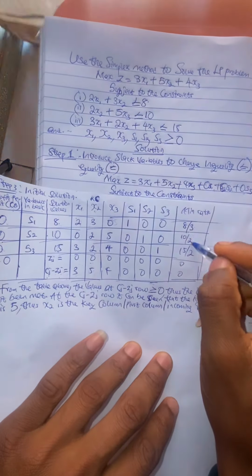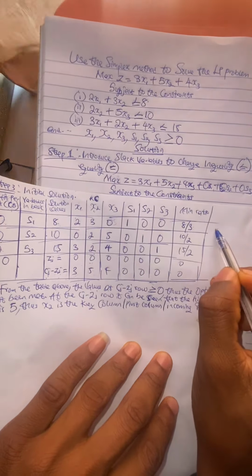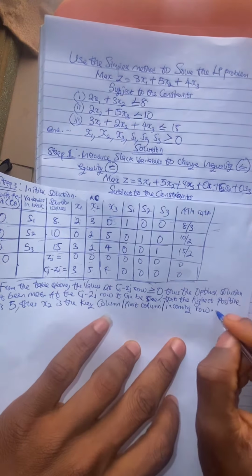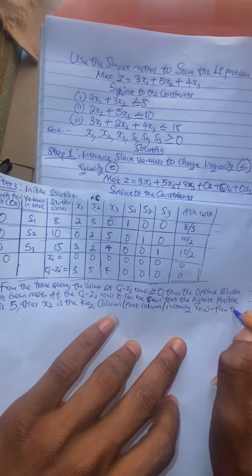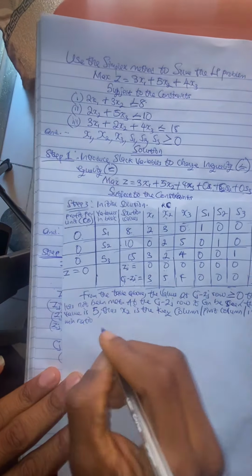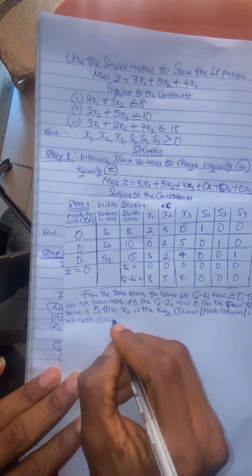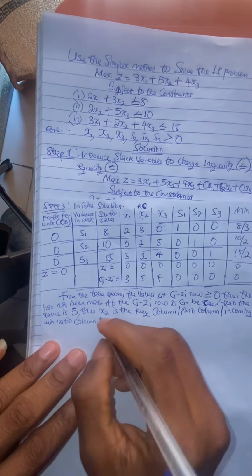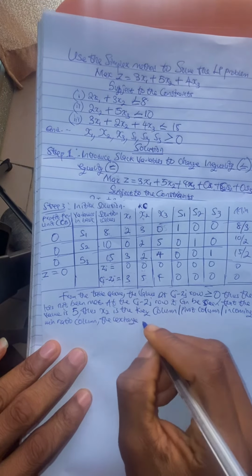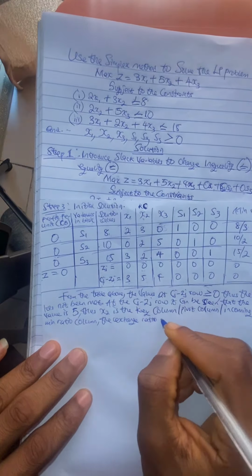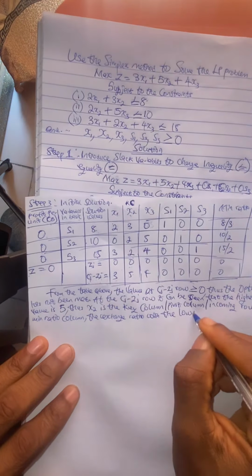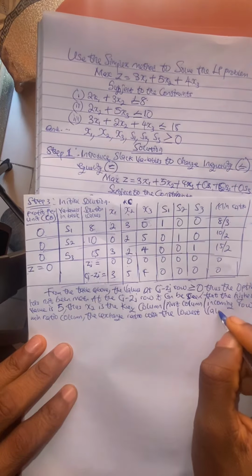Since it gives you the lowest value, this now will become your key row. So now you say from the minimum ratio column, the exchange ratio with the lowest value is what?